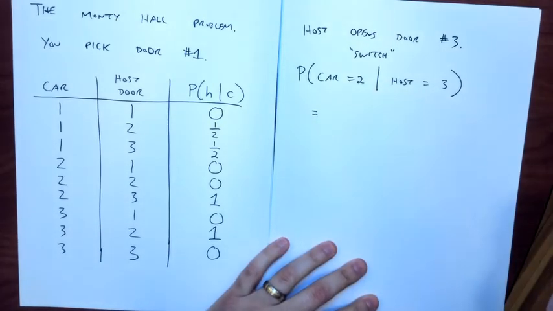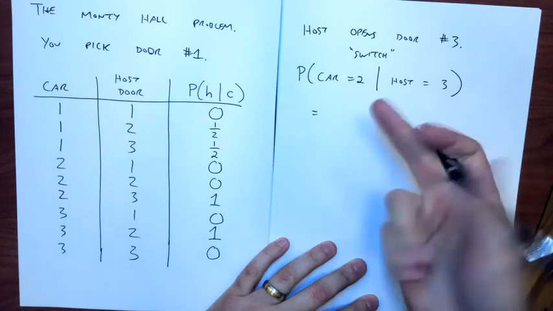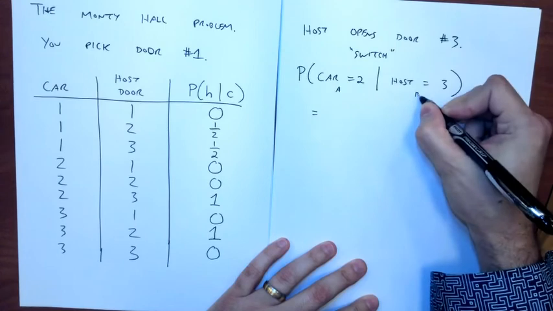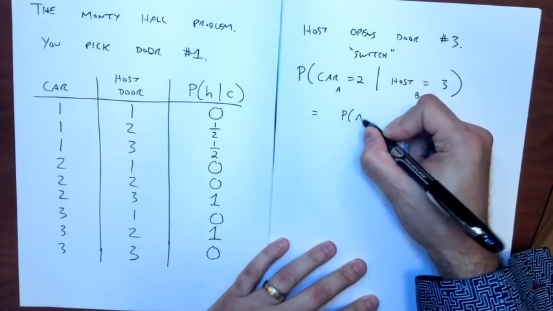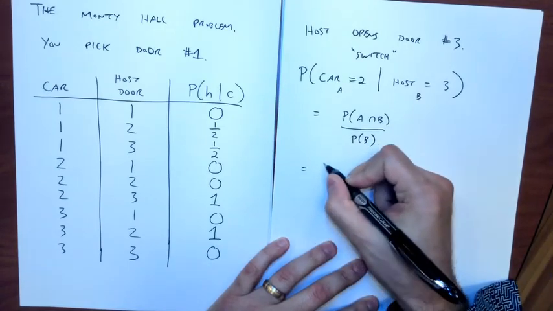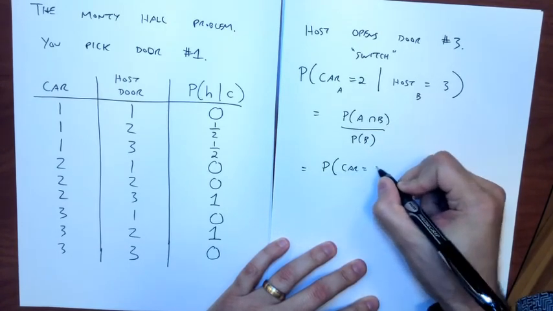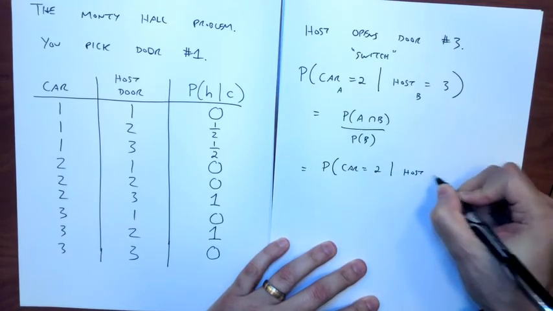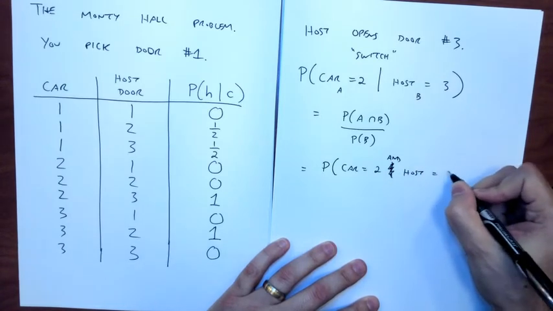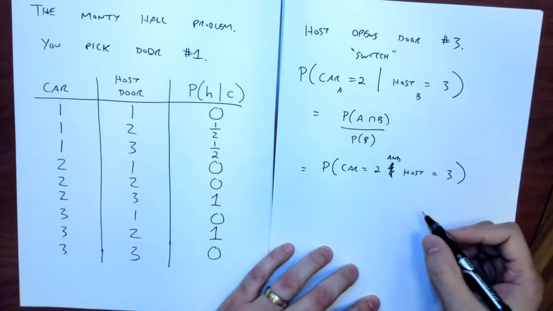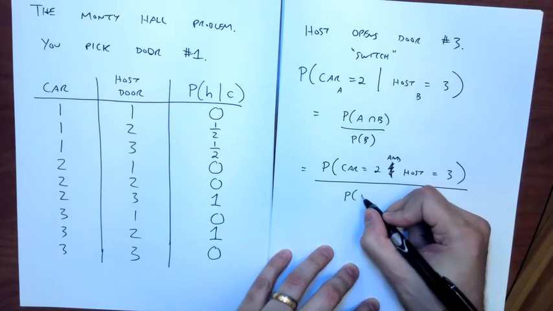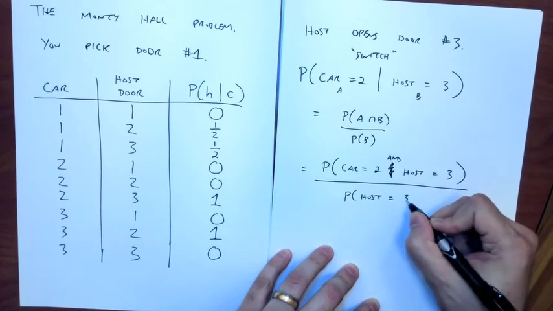Well, let's operate with Bayes' rule here. Actually, this is not even Bayes' rule. This is just straight out conditional probability. Again, this is like A and B: the probability of A and B over the probability of B. So what's the probability that the car is at door 2 and the host picked door 3, over the probability that the host picked 3?